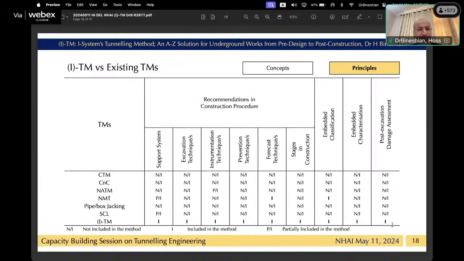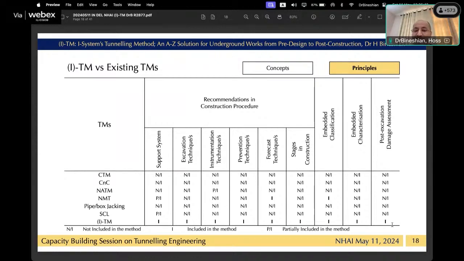Comparing the principles of the tunneling method between ITM and other tunneling methods, with recommendations in the construction procedure. None of the tunneling methods provide you the accurate and required support system, excavation technique, instrumentation technique, prevention technique, forecast technique, and stages in construction other than ITM. ITM is the only one which provides you all of these things, even in the construction stage.